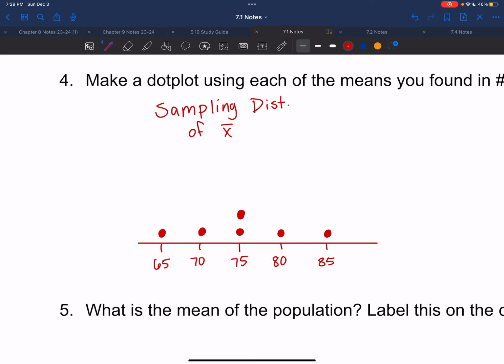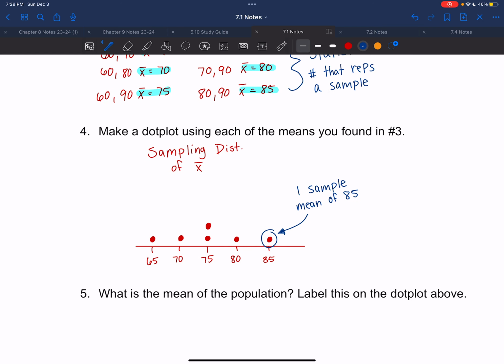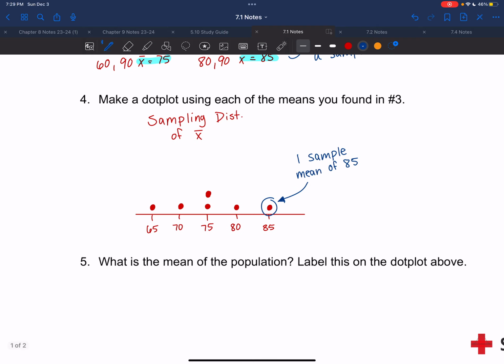And so each one of these dots represents one sample, one sample mean. For example, this one right here is one sample mean of 85. So instead of an individual, it's a sample mean. Now, question 5 says, what is the mean of the population? Label this on the dot plot above.